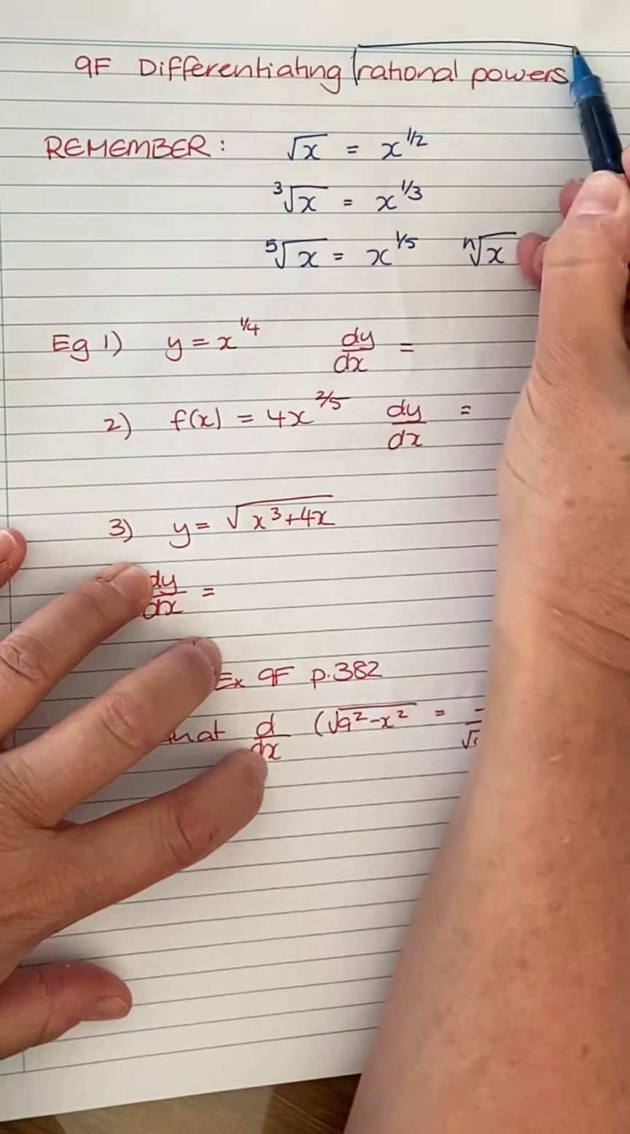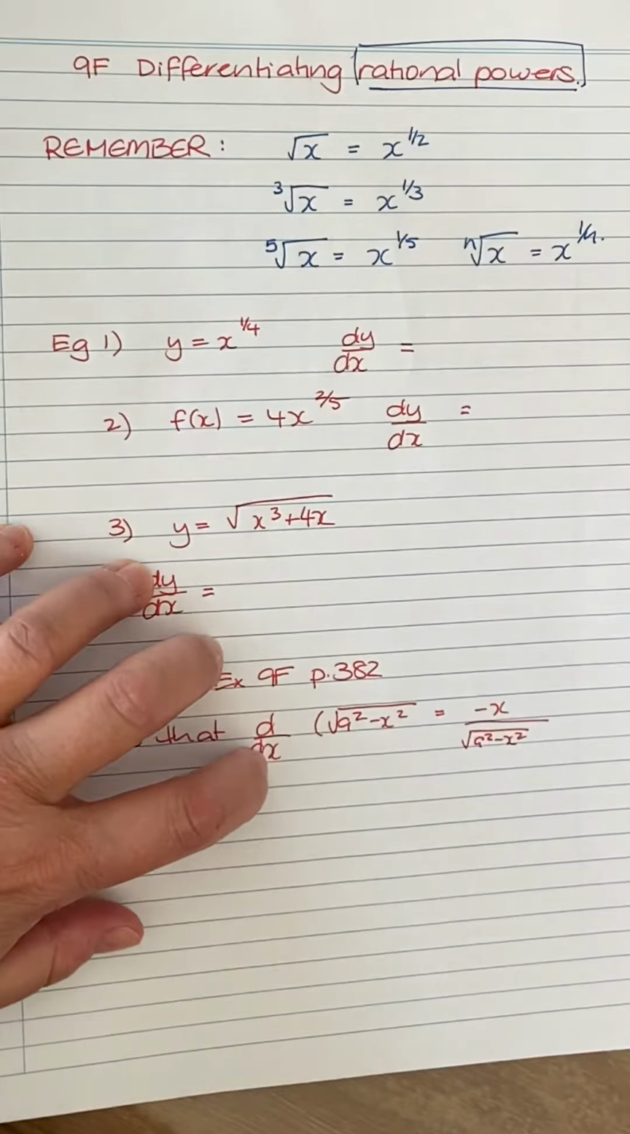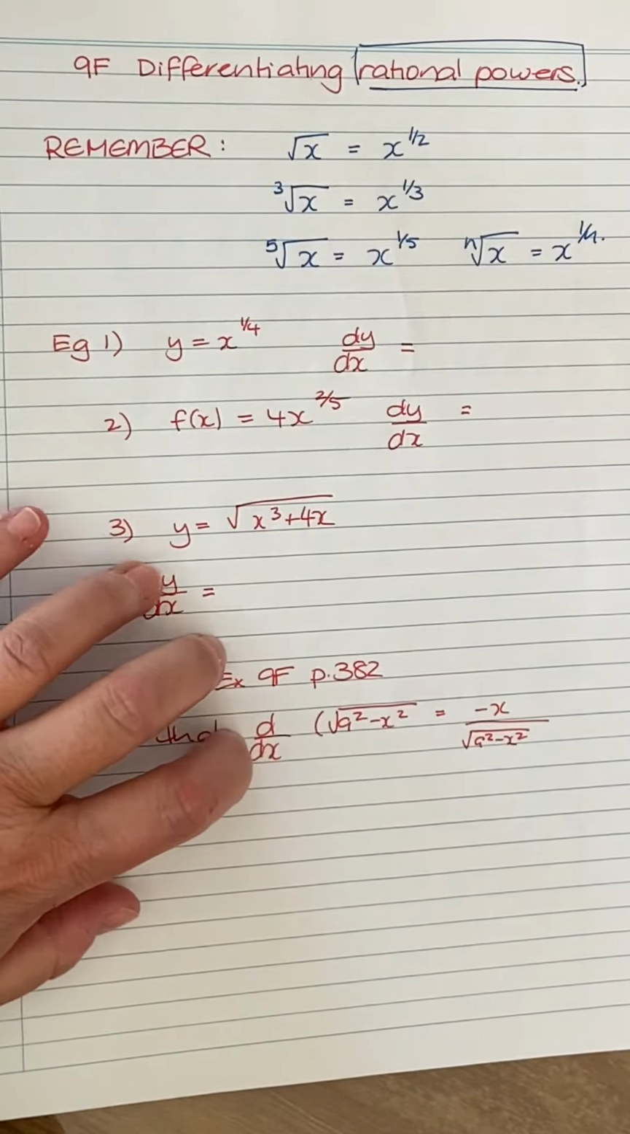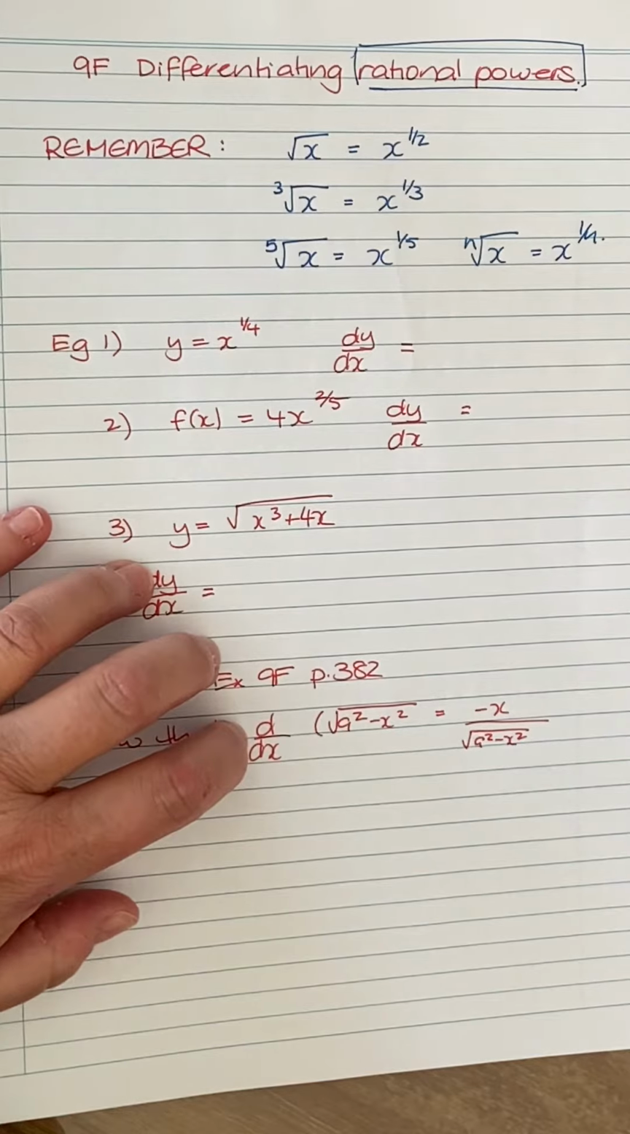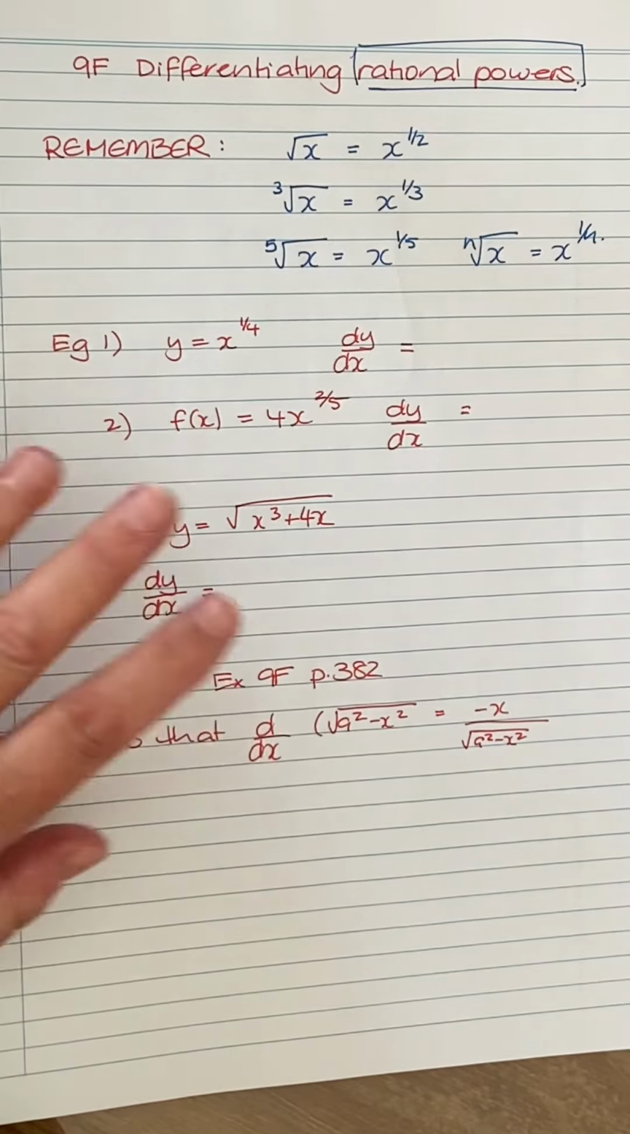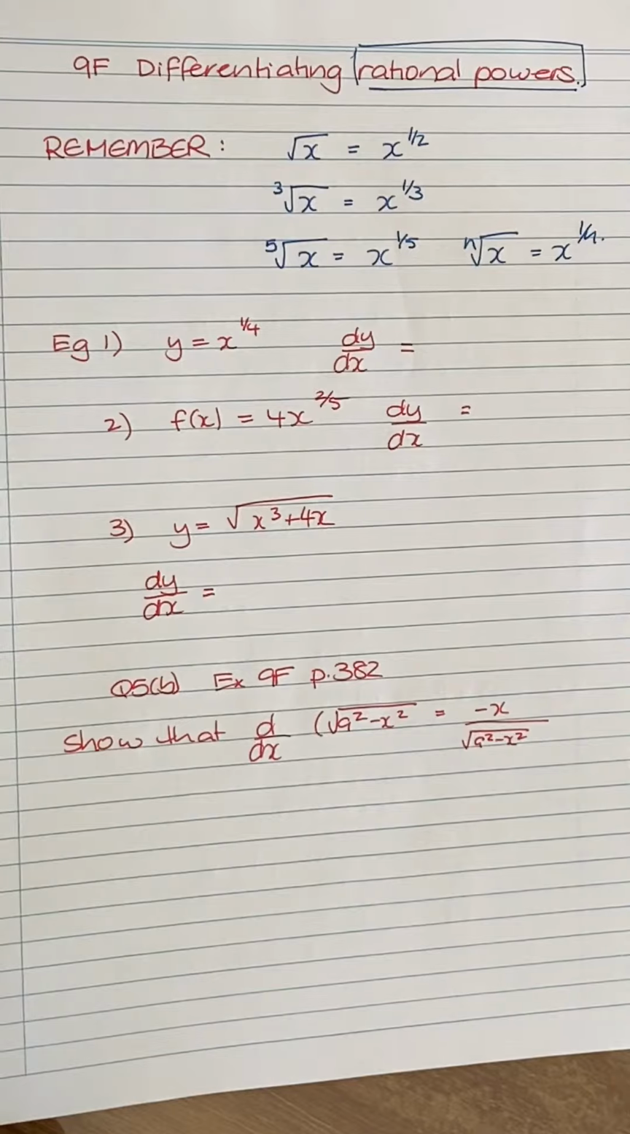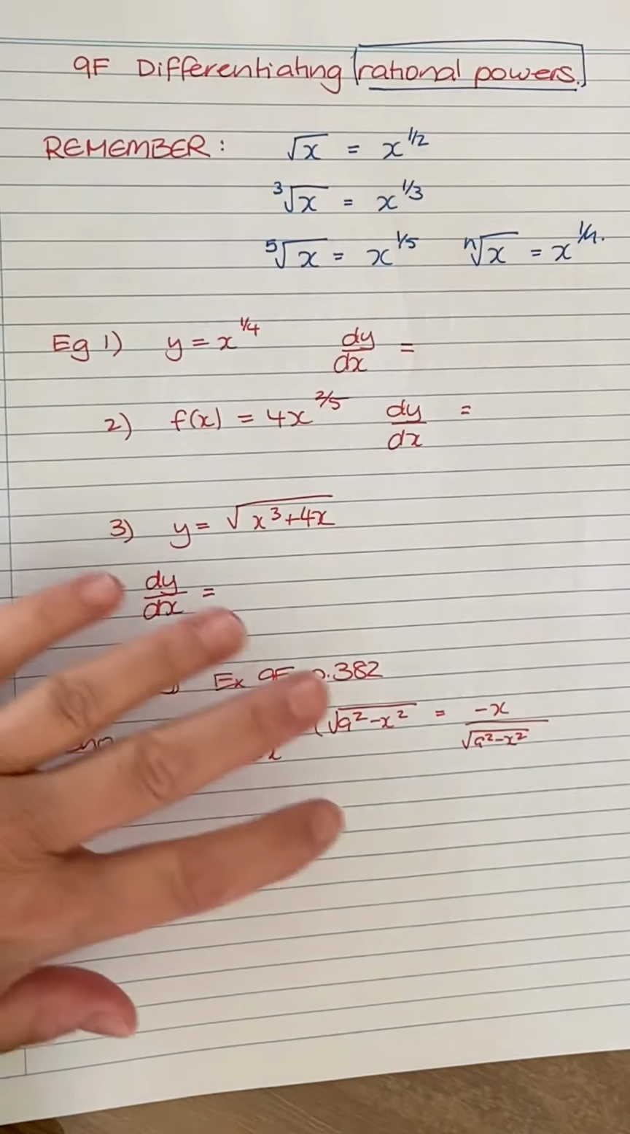So when they use this word rational powers, that's just when your power is a fraction, because up till now it's been an integer. So it makes it a bit harder because you have to be quite good at your fractions. So you might be a bit rusty, but you'll get lots of practice.